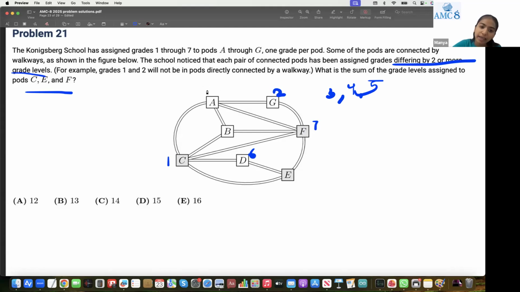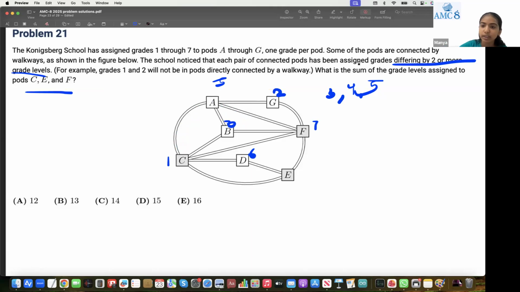So suppose that A is 3 and B is 5. Well, that means that G is directly connected to A, meaning that the 3 cannot go here because 3 is just one more than 2. So we would have to place a 5 over here and the 3 down here.